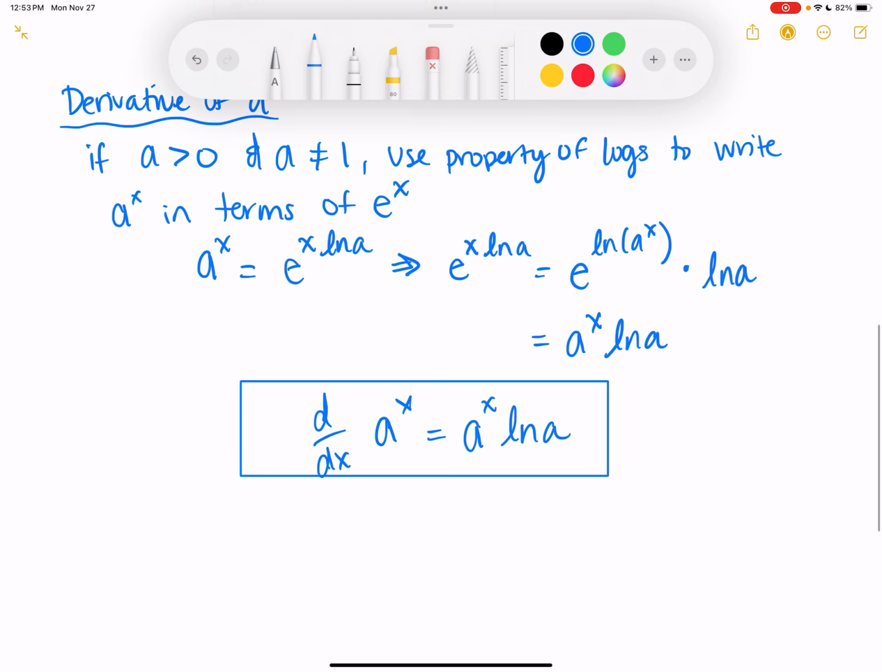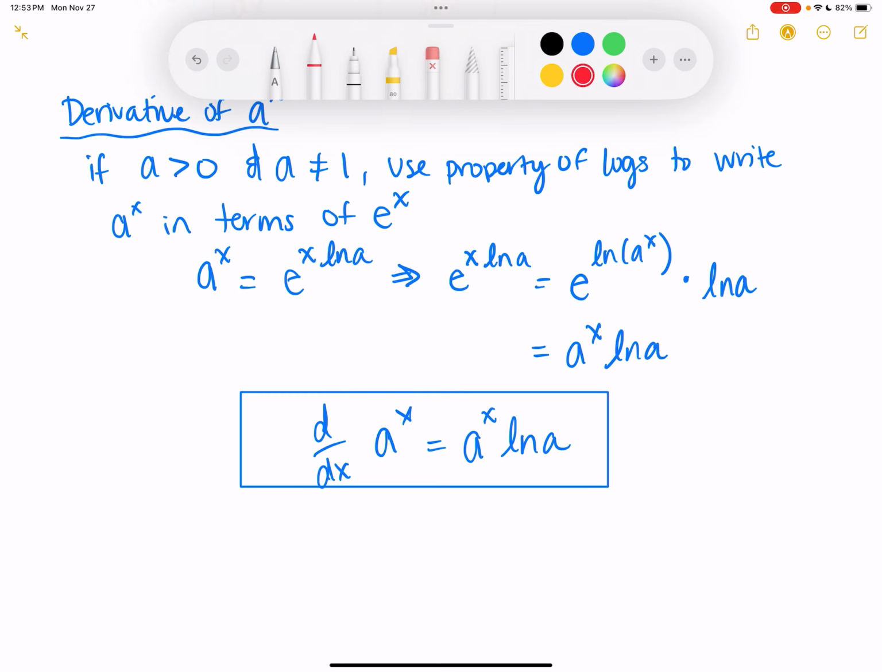We obviously would have a chain rule for this as well, and all the same stuff applies: a greater than 0, a not equal to 1. So d dx of a to the u is a to the u, so whatever that value is, we write it down, times the ln of a, so whatever a is, same thing, times whatever the function u is, so times du dx.